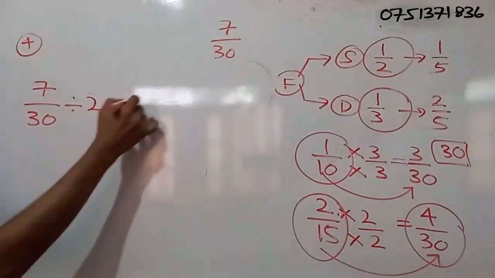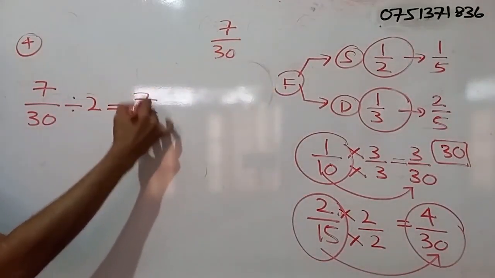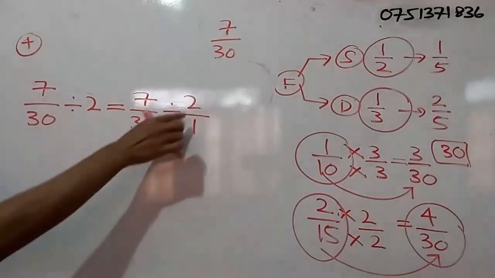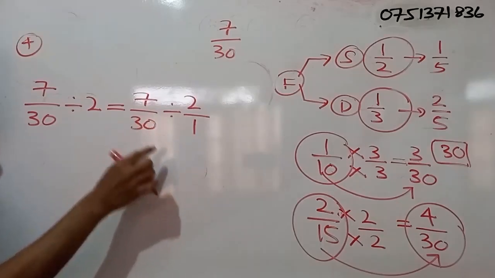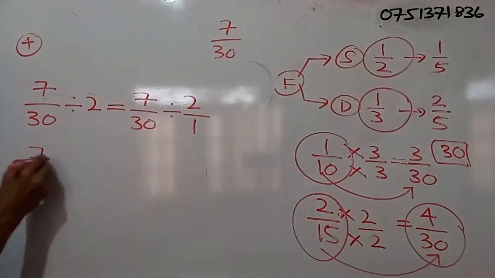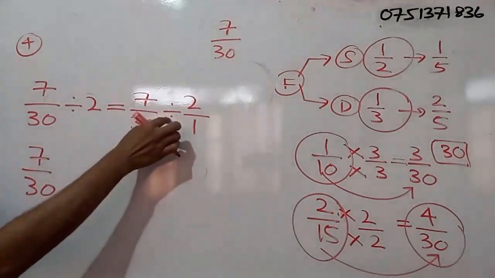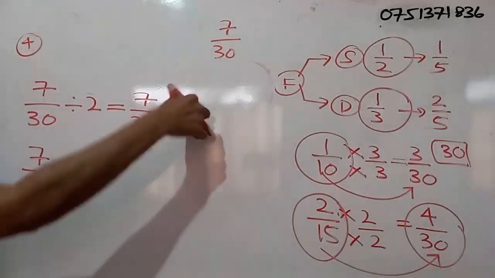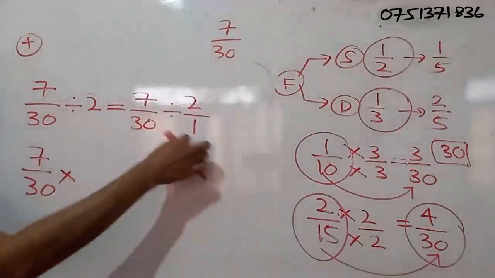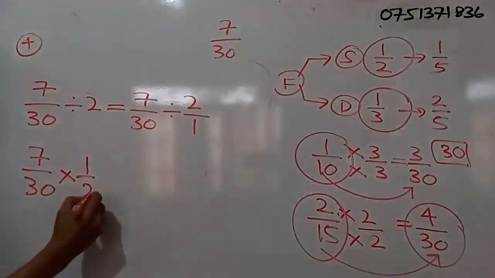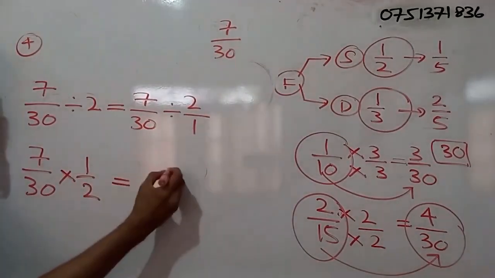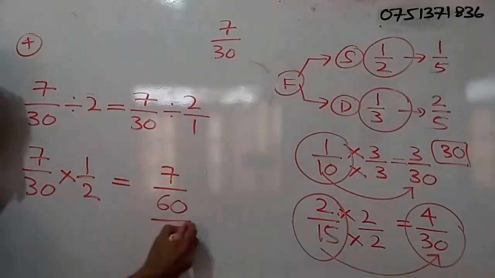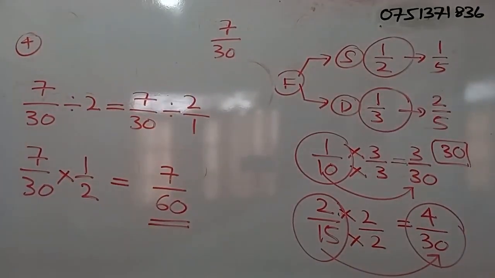Now we know how to do this, right? 7 by 30 divide by, we put a 1 under the 2, right? Now 7 by 30, we replace the division by what? A multiplication, then flip it. Flip this fraction, right? So 1 by 2. So here, numerator into numerator, we know that is 7. Denominator into denominator, we know that is 60. So this will be the answer. This is the answer.